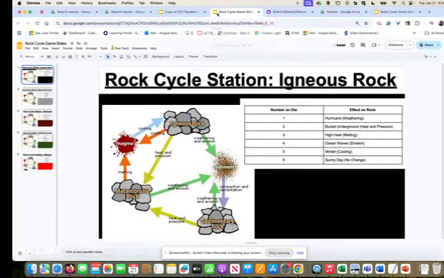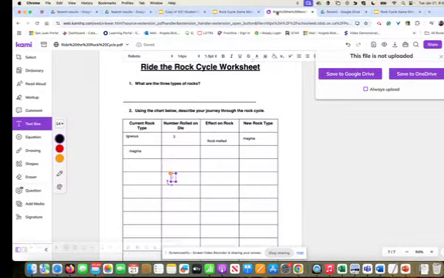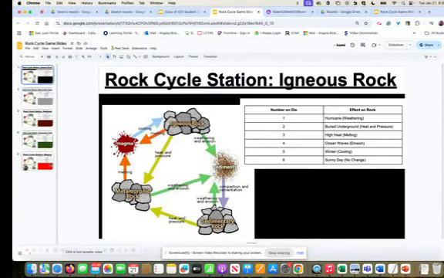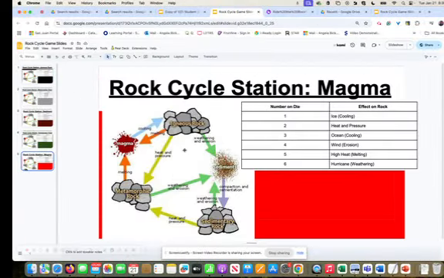So if I take a look, a 3 is high heat melting. So if igneous rock experiences high heat and it melts, it becomes liquid rock or magma. So then I would fill out my chart that the rock melted from high heat and it became magma. And then my next line, I'm going to start with magma. And I would go over to the magma slide.